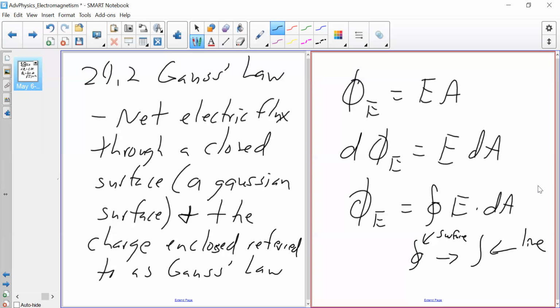The line integral, surface integral: this little circle here basically means that I got all my E field going through this surface. That's why it's a surface integral. I'm no longer just going through a line, I'm going through some Gaussian surface.